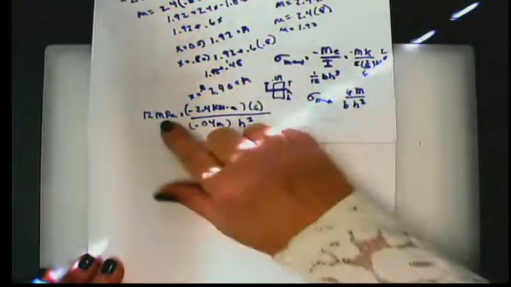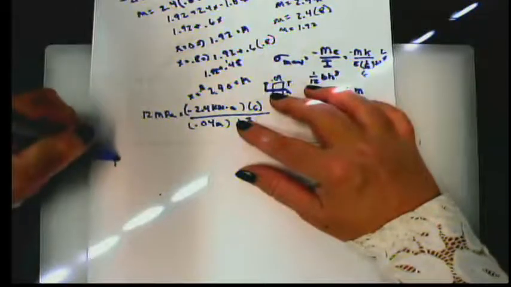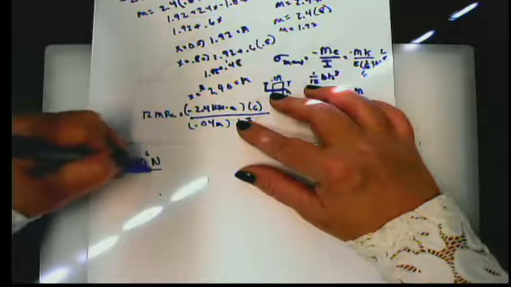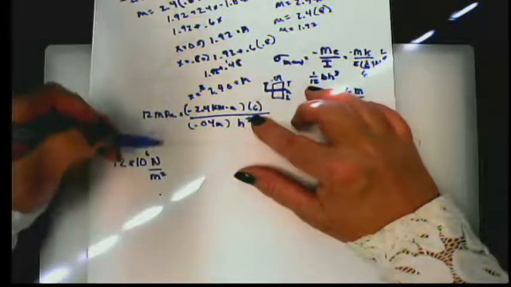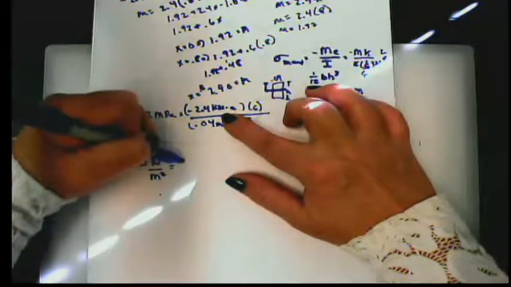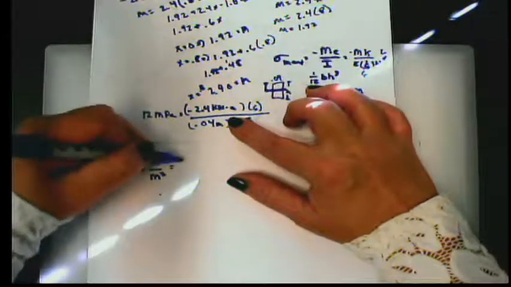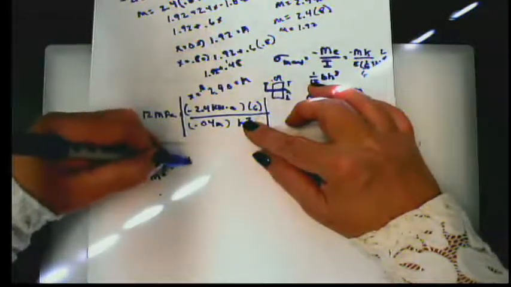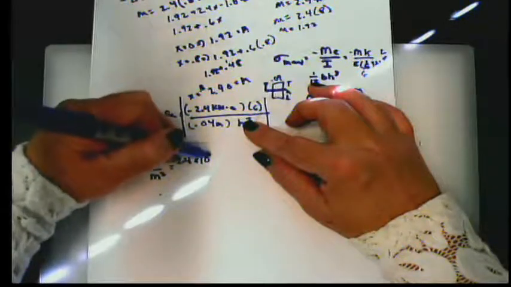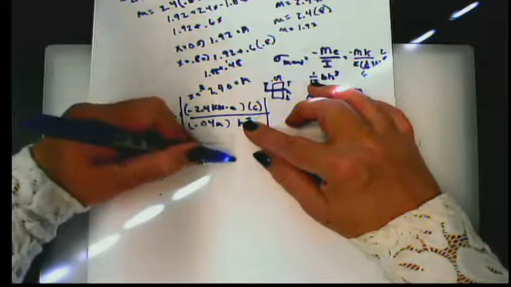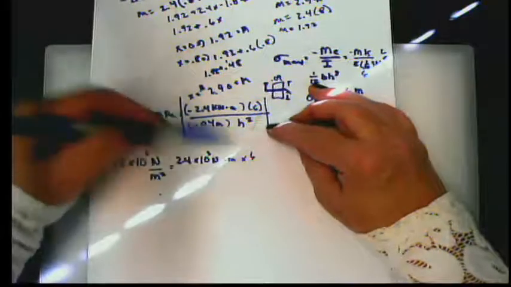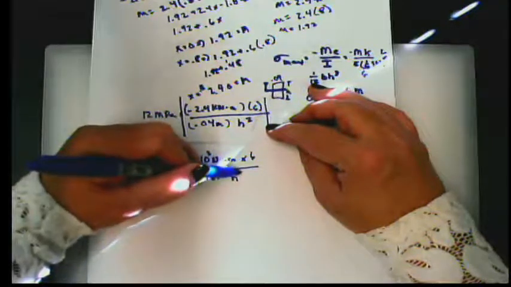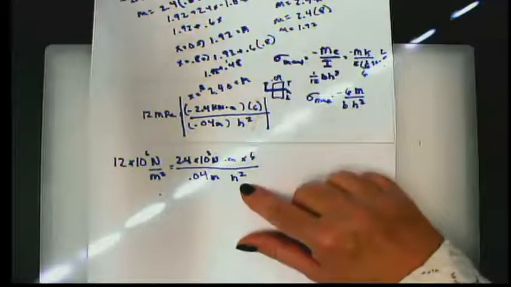Okay, but we do need to make sure we get our units correct. 12 MPa is 12 times 10 to the 6th newton per meter squared equals, I'll just say the absolute value of this, because it doesn't matter in this case which way it is, 2.4 kilonewton times 10 to the 3rd newton meter times 6 over 0.04 meters times the height squared. This is my design equation.